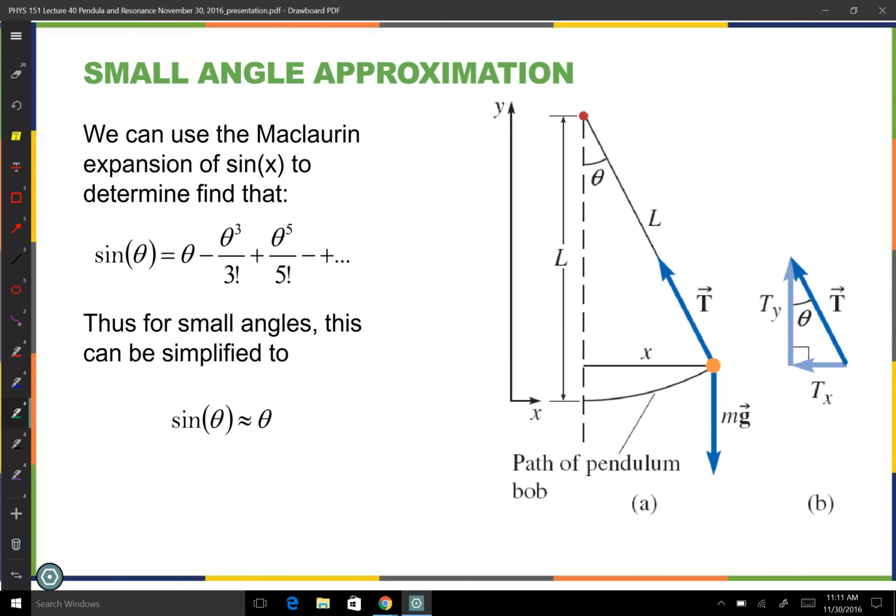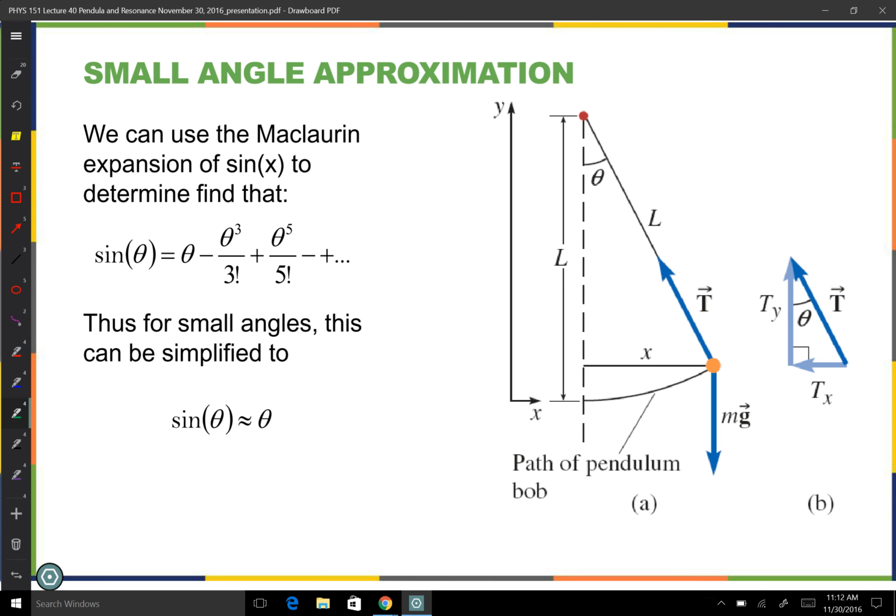For small angles, you can use the Maclaurin expansion. You make a Maclaurin series, that's an expansion around x equals 0 for sine of theta. And you find that sine theta is equal to an infinite series, theta minus theta cubed over 3 factorial. Factorial just means take that integer, multiply by every positive integer down to 1. So 3 factorial is 3 times 2 times 1. Plus theta to the 5th over 5 factorial, minus theta to the 7th over 7 factorial, etc. Goes on forever, infinite series.